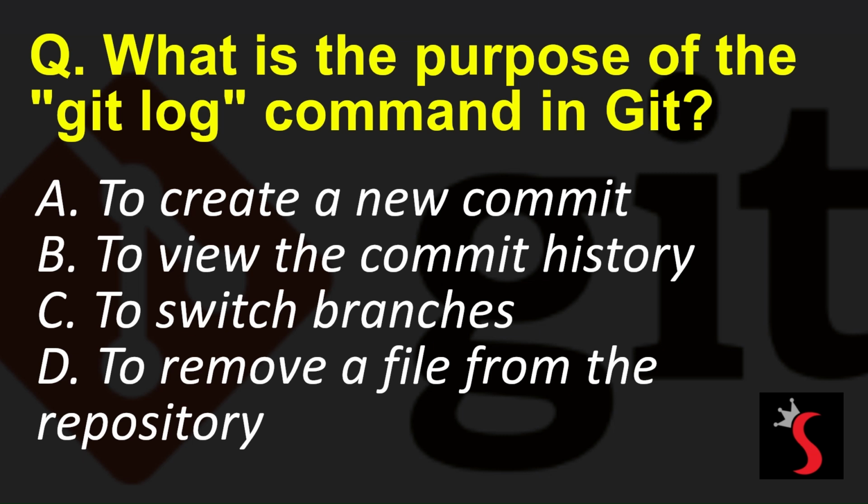What is the purpose of the git log command in Git? A. To create a new commit. B. To view the commit history. C. To switch branches. D. To remove a file from the repository.